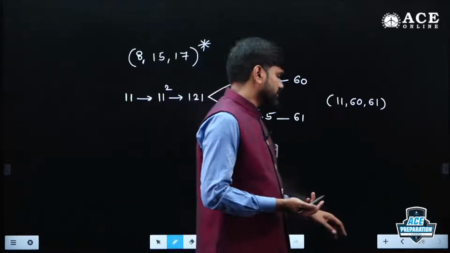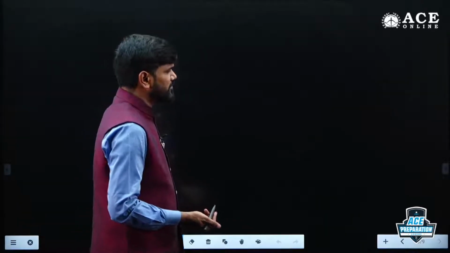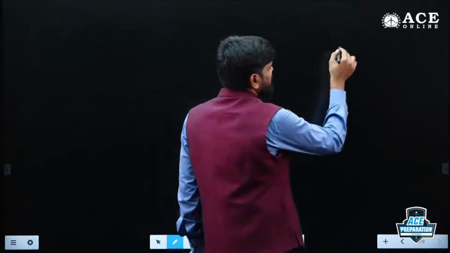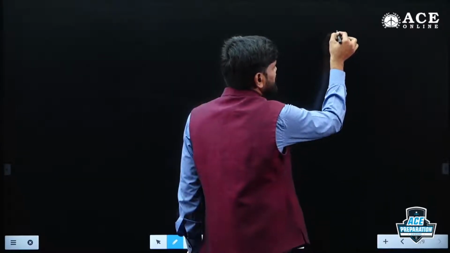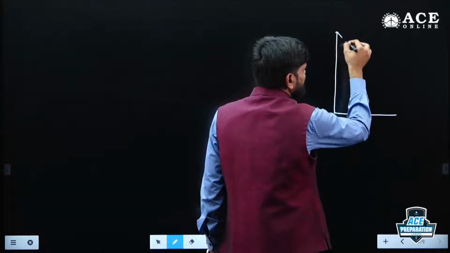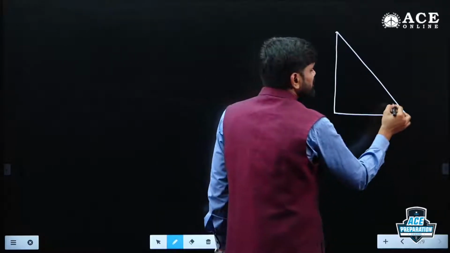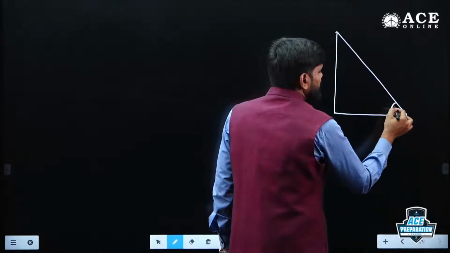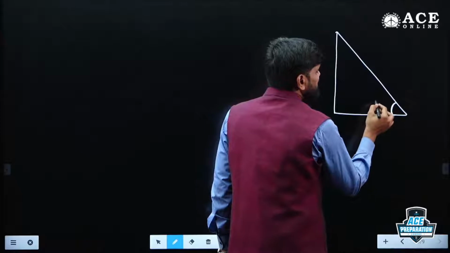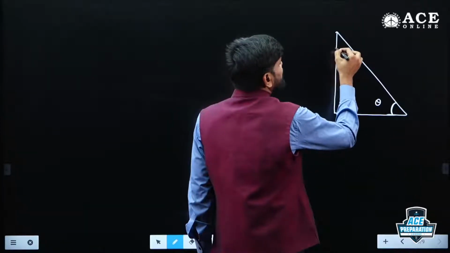So, the other things that we need to learn are the complementary angles. I'll tell you what is a complementary angle here. So, if you take into consideration this right angle triangle here, if this is theta, this will become what?